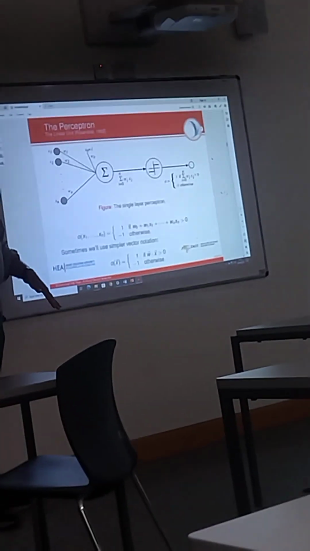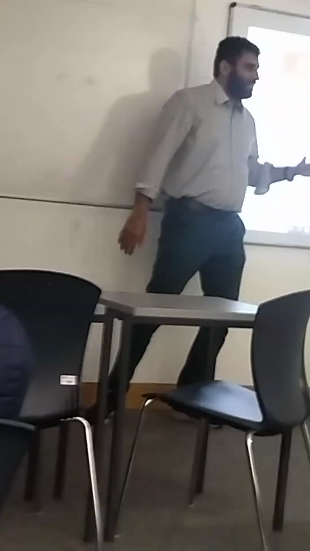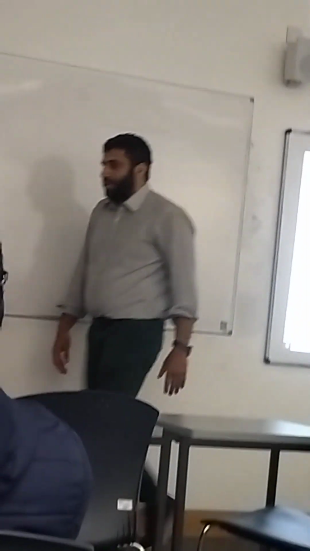This is the perceptron. It was given by Rosenblatt, and also Marvin Minsky as well. He proved a few things about it back in the day.